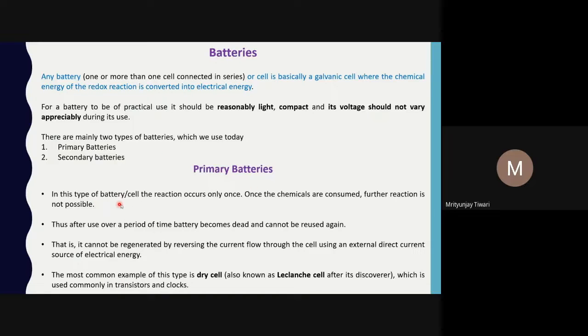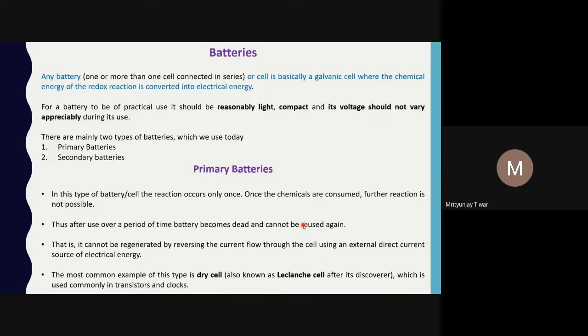In this type of battery or cell, the reaction occurs only once. The reaction happens in one direction, once, and all the reactants are exhausted, used once, further chemical reaction will not happen, and so it will be of no use. Once the reactants are consumed, further reaction is not possible. Thus, after use over a period of time, the battery becomes dead and cannot be reused again. So these primary batteries cannot be reused again.